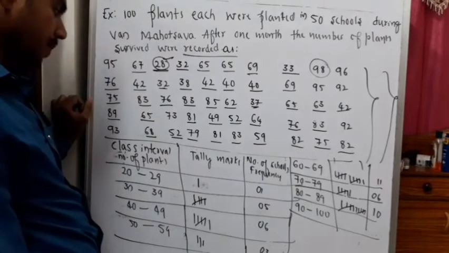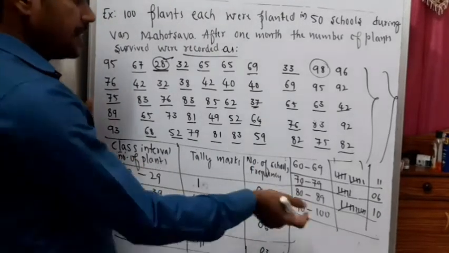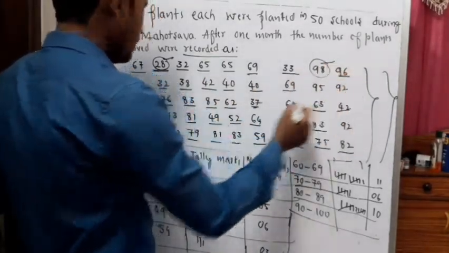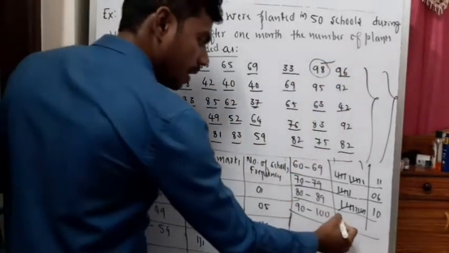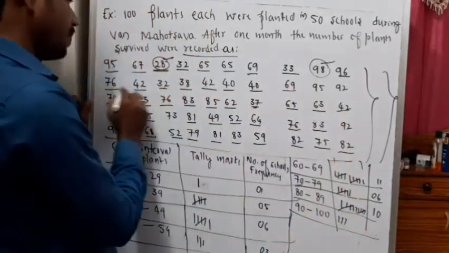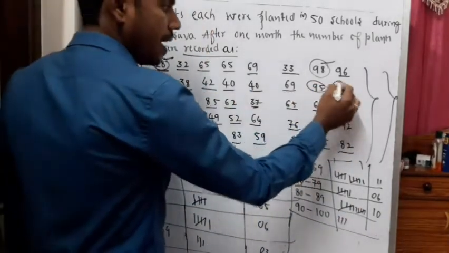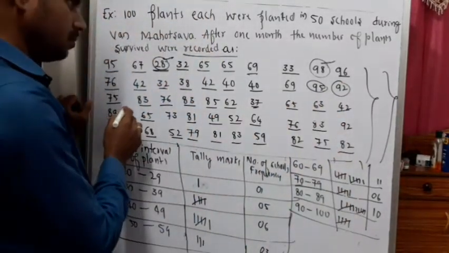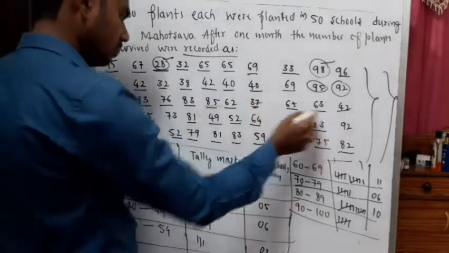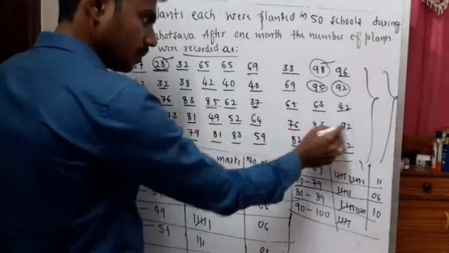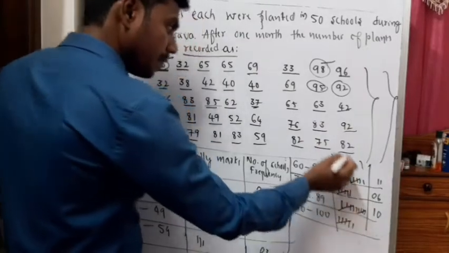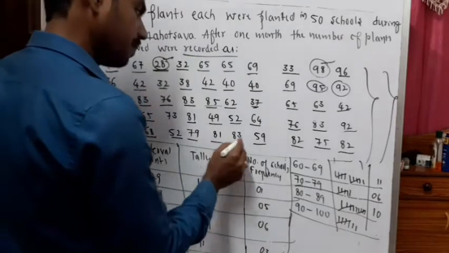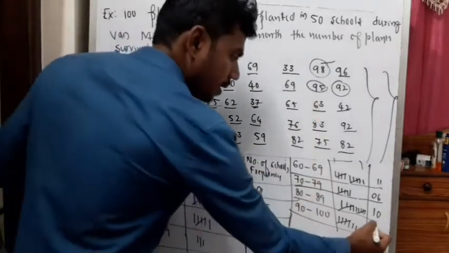Next, 90 to 100. 1, 2, 3, 4, 5, 6, 7. Total 7 are there. Now we need to check the count.